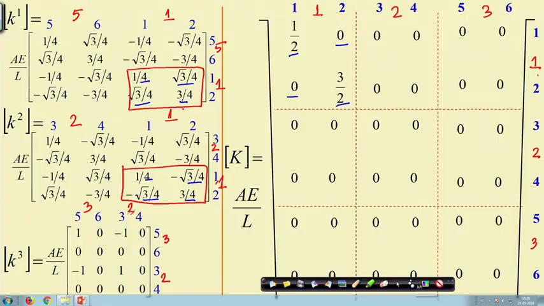Next, the next joint pair is joint number 1 and joint number 2. Joint number 1 is here, and joint number 2 is here. Let us use a different color. So joint number 1 and joint number 2 here, and there is no joint number 2 in the other matrix. So 1 and 2 become this.